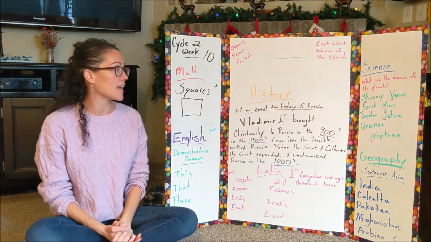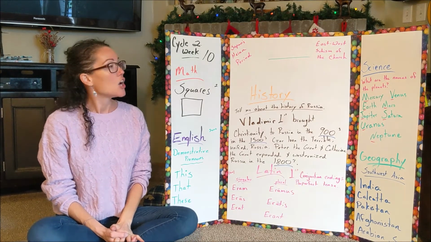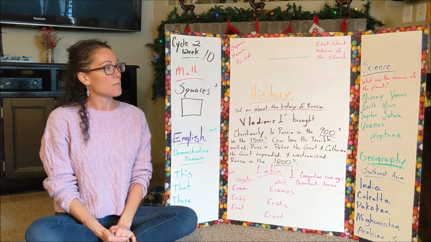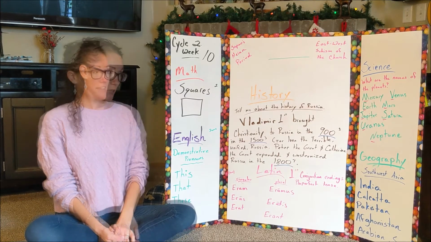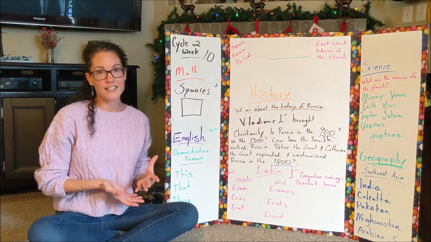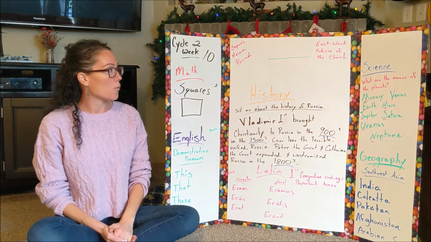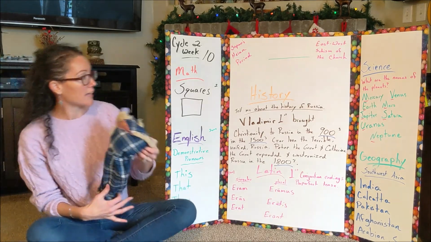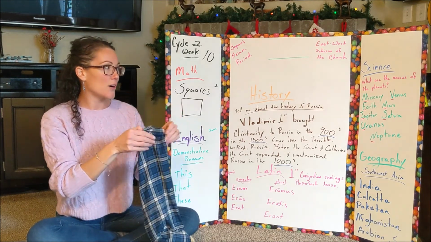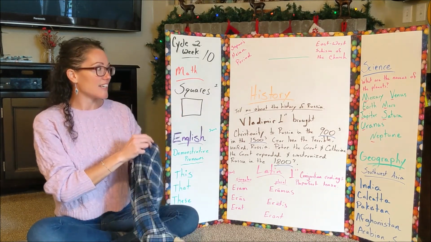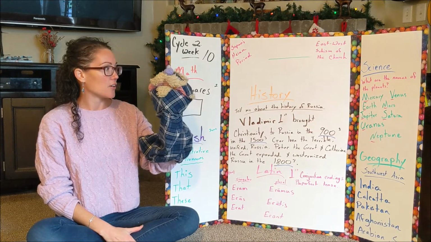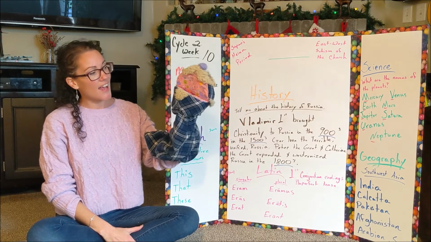Science. What are the names of the planets? The names of the planets are Mercury, Venus, Earth, Mars, Jupiter, Saturn, Uranus, Neptune. This is put to the tune of He's Got the Whole World in His Hands. So, what are the names of the planets? The names of the planets are Mercury, Venus, Earth and Mars, Jupiter, Saturn, Uranus, and Neptune.